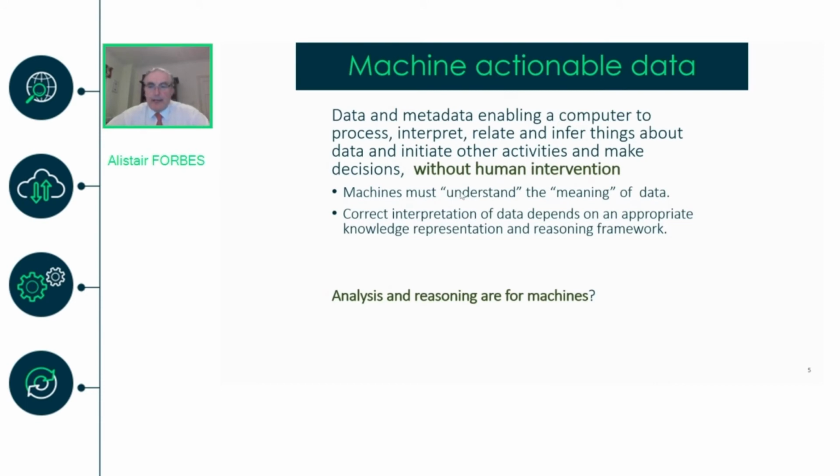While the immediate aim of the SI digital framework is to provide machine-readable data, the longer-term aim is to provide machine-actionable data. The data should enable interpretation, analysis, reasoning, and decision-making by computer systems, again, operating without human intervention. And for this to happen, the computer systems must, in some sense, understand the meaning of the data. So the correct interpretation of data will generally require an appropriate knowledge, representation, and reasoning framework, employing controlled vocabularies, taxonomies, ontologies, and the like, and inference tools based on logic and statistical inference, for example.